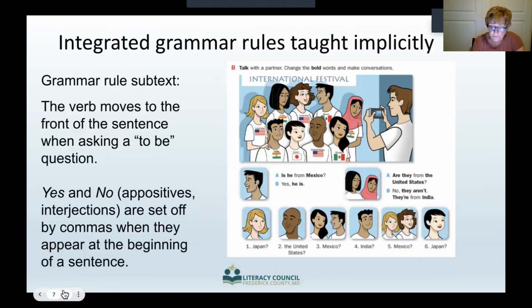The example from this Ventures lesson implicitly demonstrates two grammar rules. First, when asking questions, the verb precedes the subject. And second, when you're starting a sentence with an interjection or an appositive, the word is set off by a comma. We don't try to overtly teach those rules at this level. We just model and repeat and rely on the student to pick up the pattern.